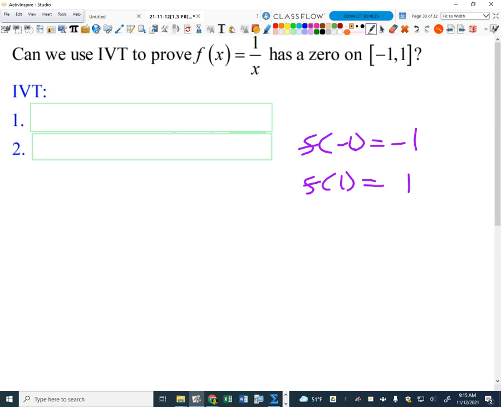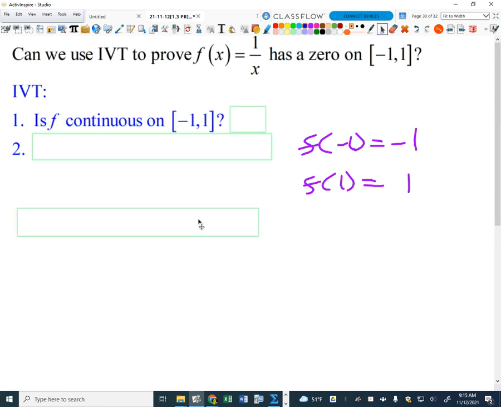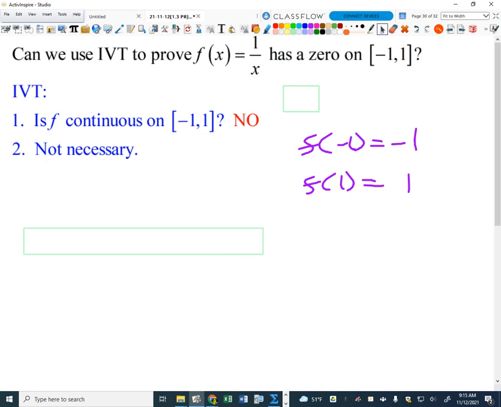Where's it discontinuous? It's 0, right? Yeah, it's 0. This thing blows up. I have an asymptote at 0, right? So the answer is no. And because of that, we don't even really care about the second. If we fail one of the criteria, then we don't even need to worry about the other one, right? It flunked. So it flunked IVT.